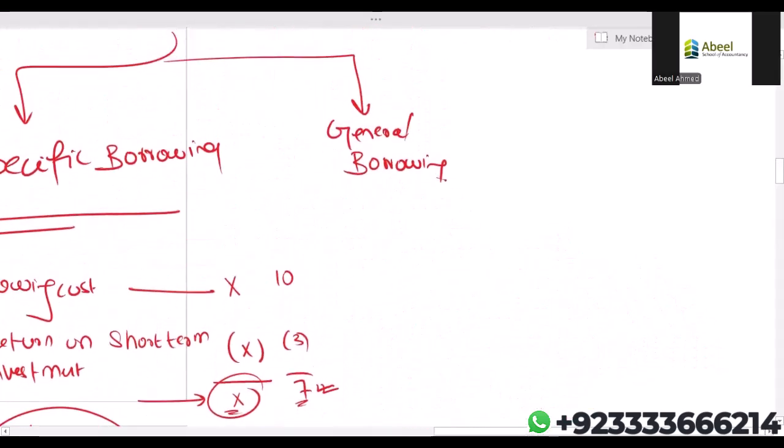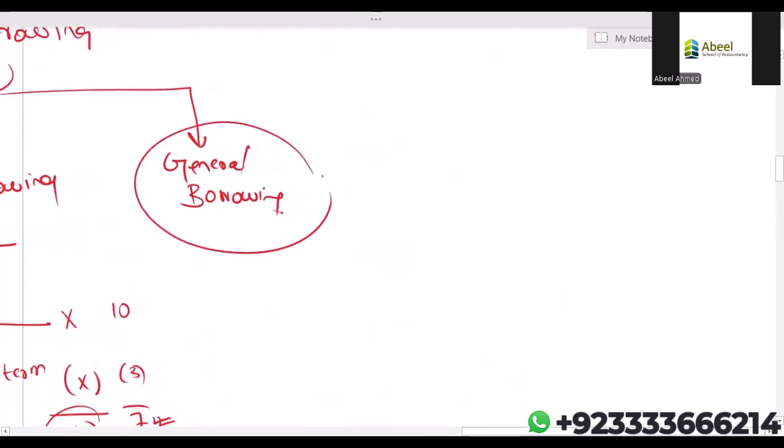But this logic does not apply to general borrowing. In case of general borrowing, we did not borrow the fund for any specific qualifying asset. It means there are a number of borrowings which the organization has already made, and from those borrowings, some of the fund is utilized for a qualifying asset. In case of general borrowing, you need to calculate the rate of capitalization. How do we calculate rate of capitalization?